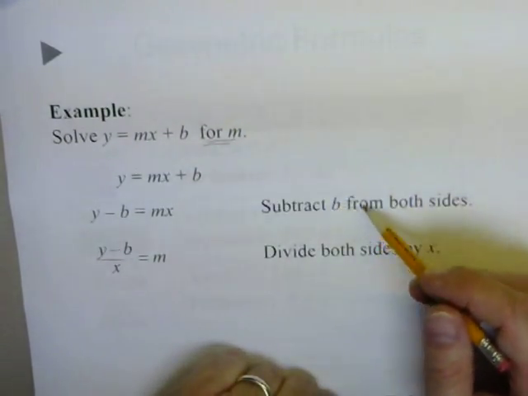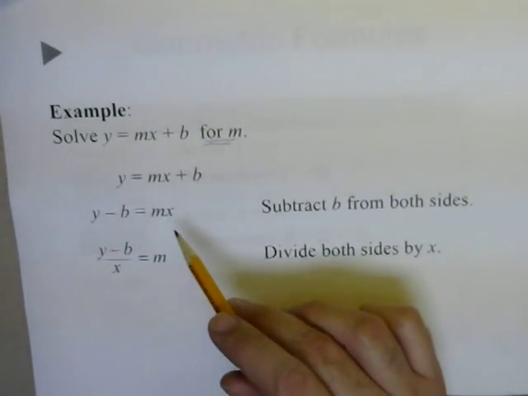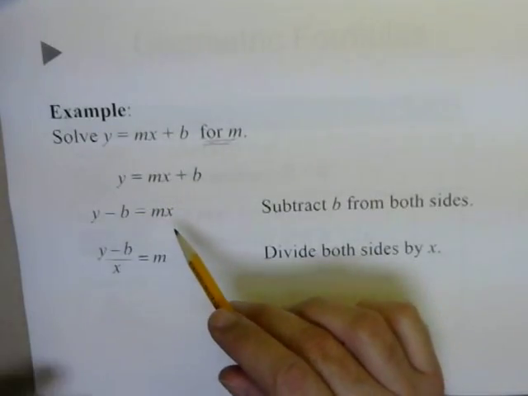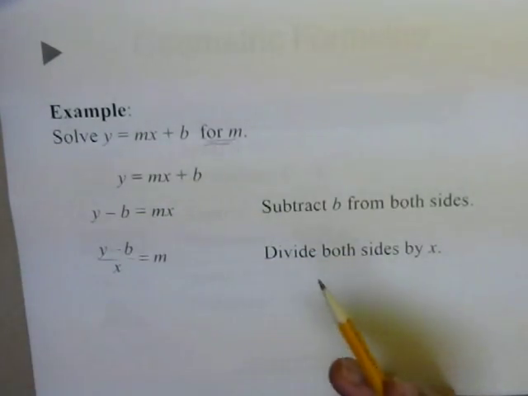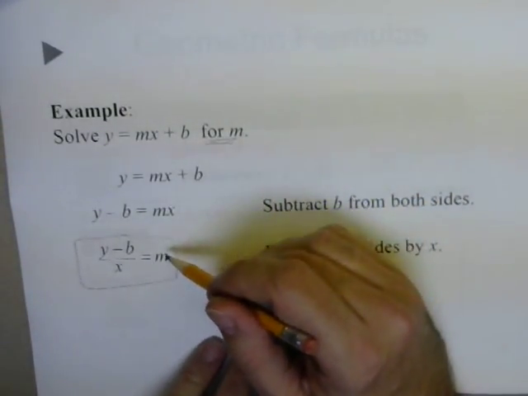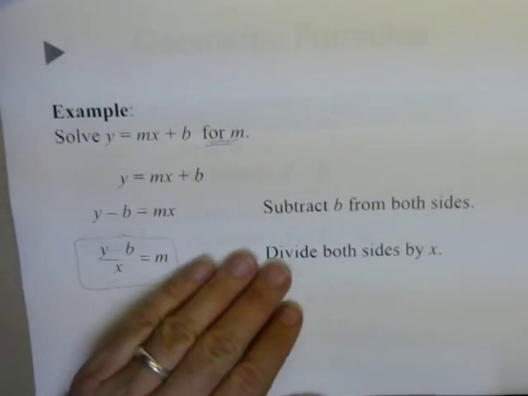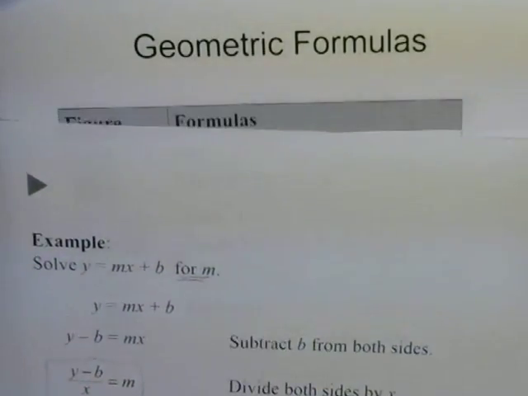So the first thing we'll do is subtract b from both sides. That'll get the b on the left-hand side. And then we just have to get m by itself. So the next thing to do would be divide both sides by x, and then that's your answer. And you can actually check this if you want. If you do plug this in for m, you will get y on both sides, but I'm not going to expect you to do that on the exam.